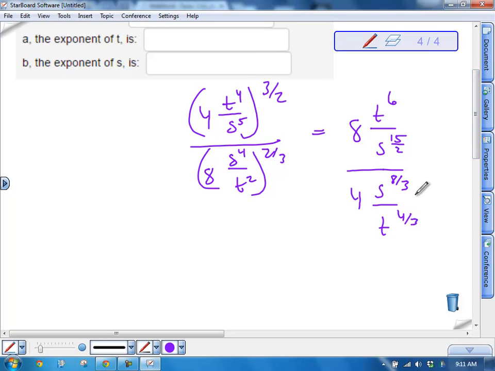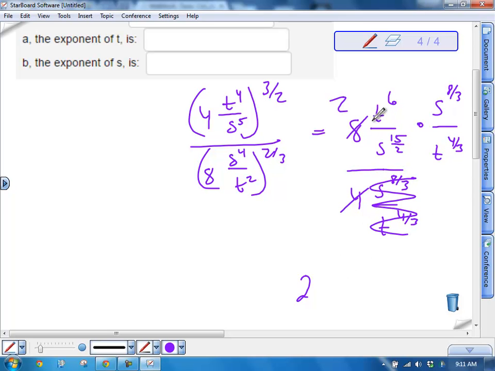Okay. Now, dividing by this fraction is the same as, first of all, this 4 goes into 8 2 times, so I can simplify that. Okay, so I have 2. And then instead of dividing by this fraction, I'm going to multiply by the reciprocal. So I'm going to multiply by s to the 8/3 over t to the 4/3 instead. And that moves that to the top.